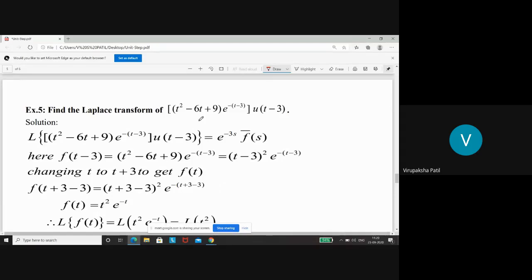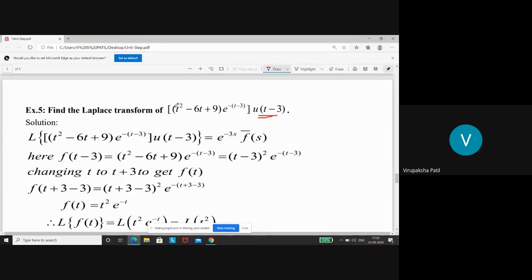Let me take one more example here. See, find the Laplace transform. This is one of the important examples. Find the Laplace transform of t square minus 6t plus 9, into e to the power minus (t minus 3), into u of t minus 3.